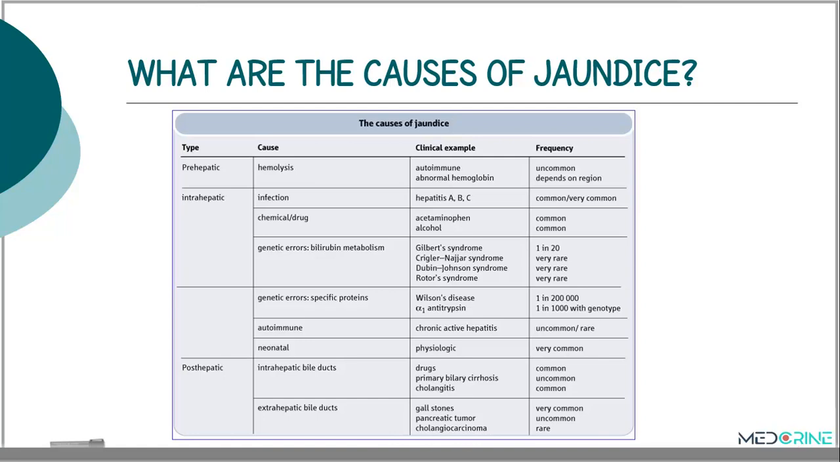And then you have genetic errors of bilirubin metabolism like Gilbert syndrome, Crigler-Najjar syndrome, Dubin-Johnson syndrome, and Rotor syndrome. And we can also have autoimmunity, for example, chronic active hepatitis. And in neonates, we have what's known as neonatal jaundice. That is either physiologic, which is the commonest cause of intrahepatic jaundice in neonates. And then posthepatic causes of jaundice include intrahepatic bile duct obstruction or extrahepatic bile duct obstruction.